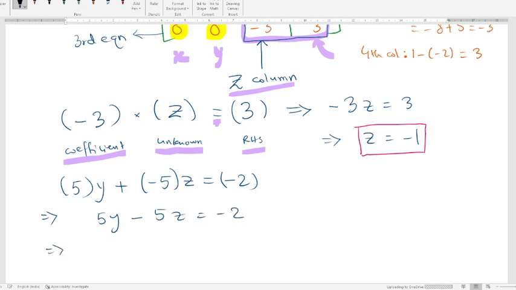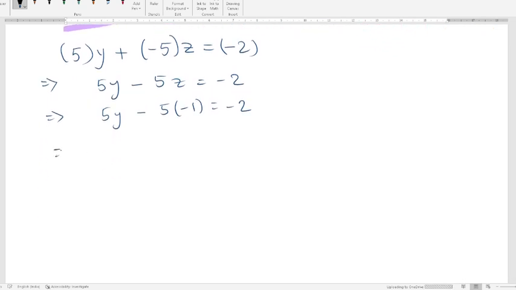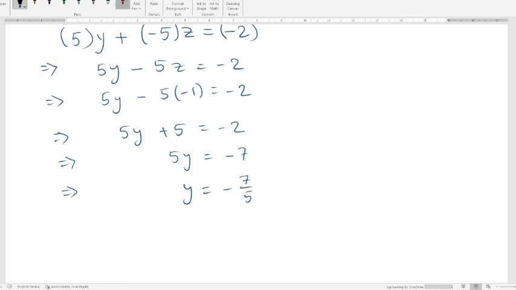It's better to write them down. Then we have got 5y minus 5 times negative 1 is equal to minus 2, right? And now we won't jump any step, right? So 5y plus 5 is equal to negative 2, and then that will give us 5y is equal to negative 7. And from there, what we get is y is equal to negative 7 by 5. Correct? So this is the second unknown value that we have got.